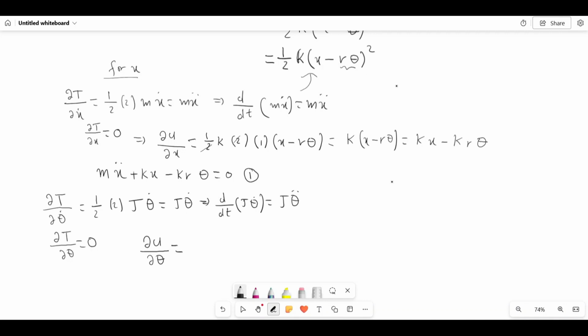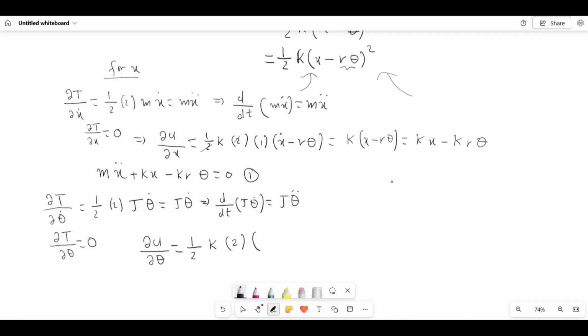Remember, this is the expression of u. Now, theta is the variable. Let's pay attention. Let's apply the chain rule. I can still write half k first. The 2 will drop, which always drops like I said. We differentiate what is inside. What is inside is x minus r theta. x is not one of the variables that we are differentiating because we are differentiating in terms of theta.